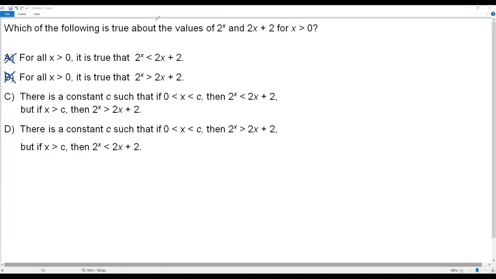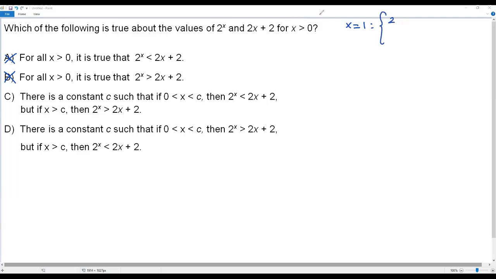For that, we have to do some calculations. I'm going to consider some random values in the given domain, that is x greater than 0. To make the calculation easier, I'm going to consider only integer values. The first integer value greater than 0 is 1. So now I'm considering the value 1 for x, and I'm going to plug x equals 1 into the two given expressions.